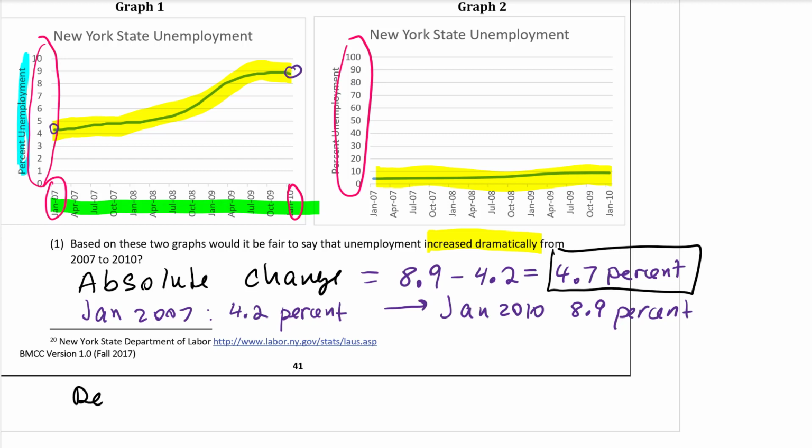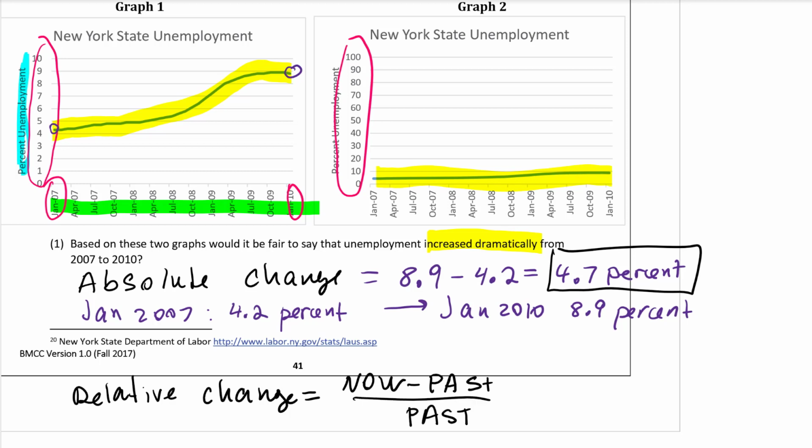Now, the relative change has the same kind of formula, the same way you calculate the relative change. You say now minus the past divided by the past, and then you multiply it by 100 to convert that into a percent. Correct? So take a moment and take these two numbers and calculate the relative change in those two, and then we'll review. All right, so let's do it.